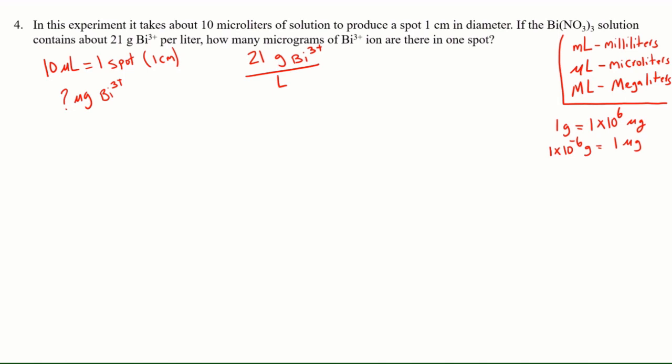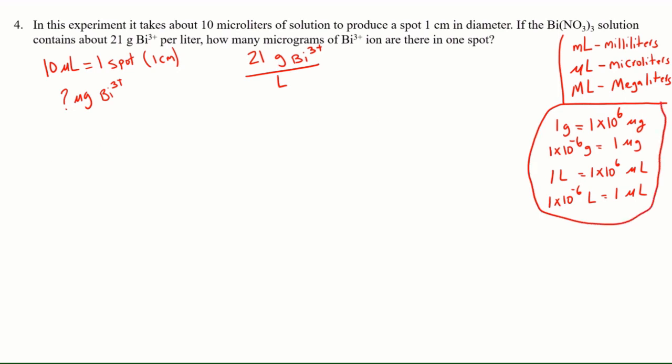And the same thing applies here. Next, liter and microliter. Well, it's the same exact relationship. 1 liter is equal to 1,000,000 microliters, or again, we could say 1 times 10 to the minus 6 liters is equal to 1 microliter. So that's just the relationship that we will need to answer this question. Okay, so let's begin to answer the question.